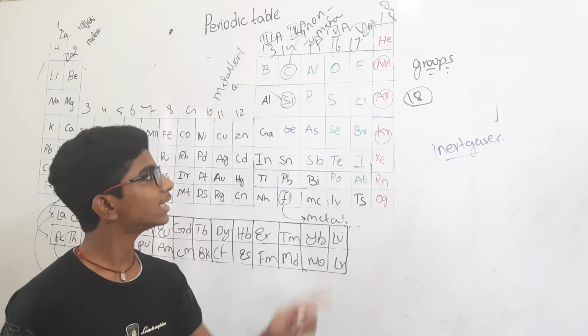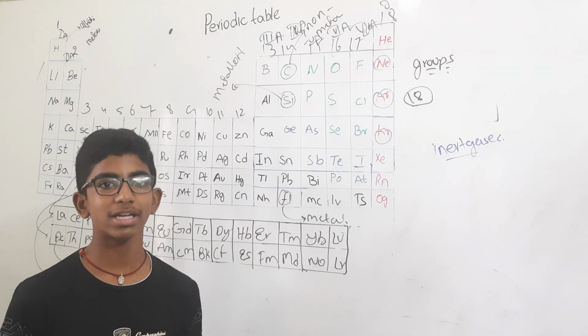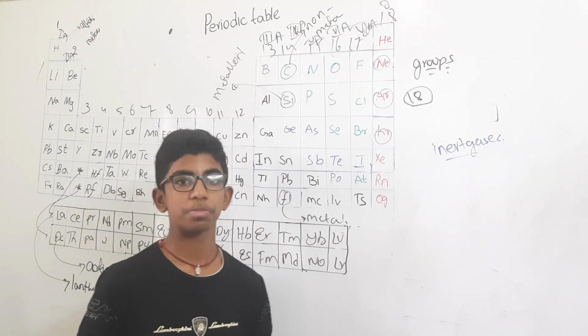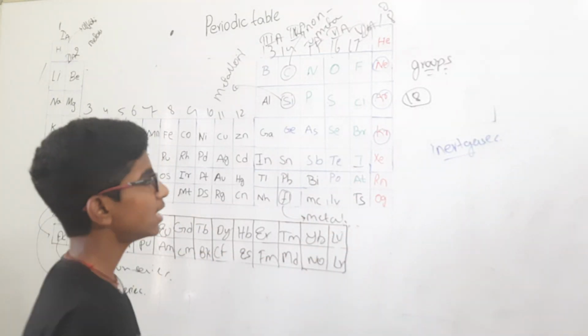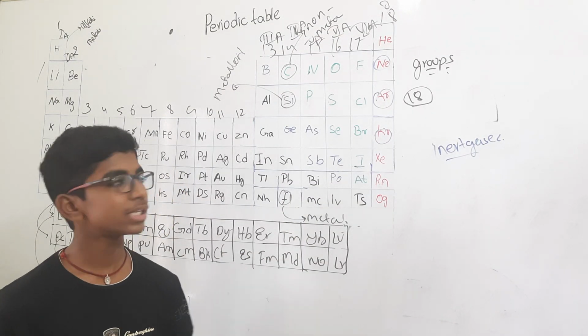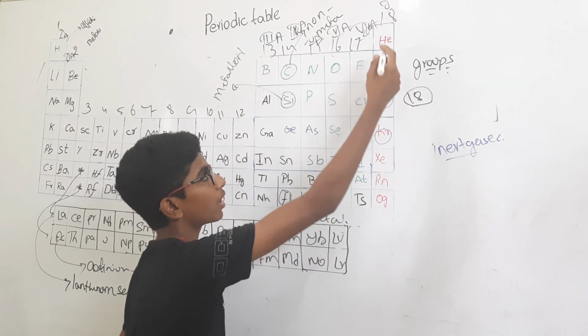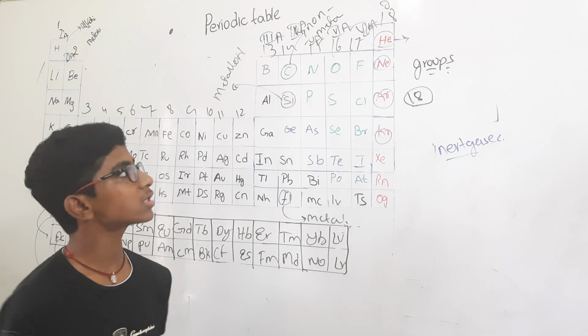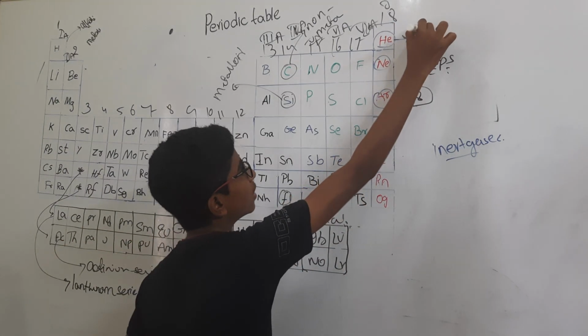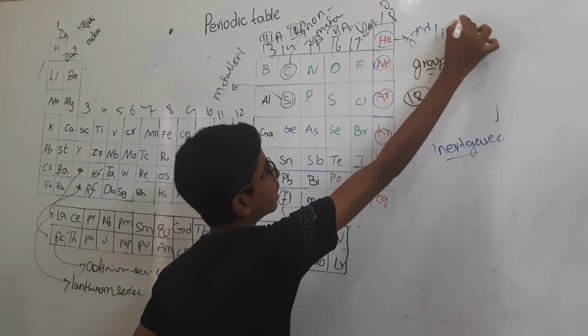So these inert gases are used in advertisements in some shops. This is the main use of inert gases, and they are used for lighting. Helium we use in hot air balloons, because helium is the second lightest element.